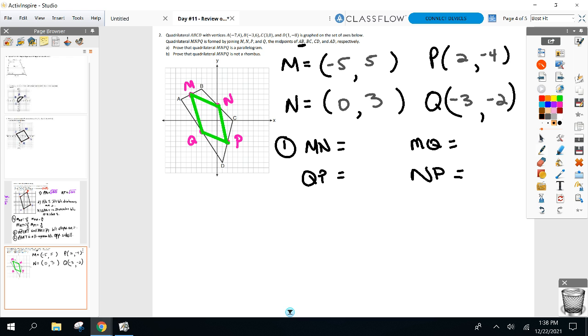Throw out a distance real quick here to make sure we're on the right track. Square root of 29. Yeah, MN and QP. I got square root of 29 for both those two. Anybody want to toss out MQ or NP? 53, yep, square root of 53. Good job, everyone.